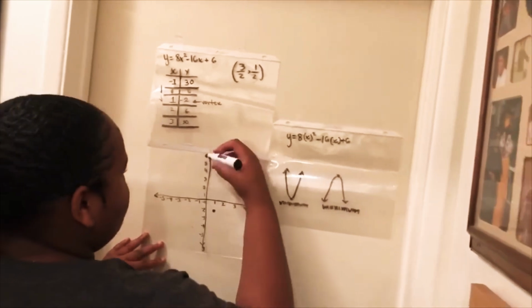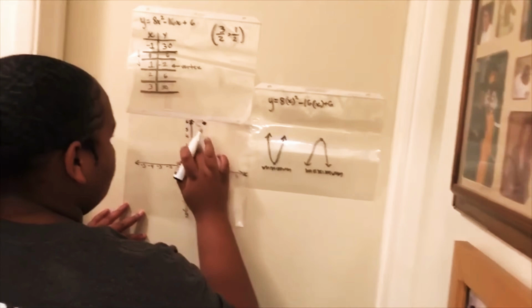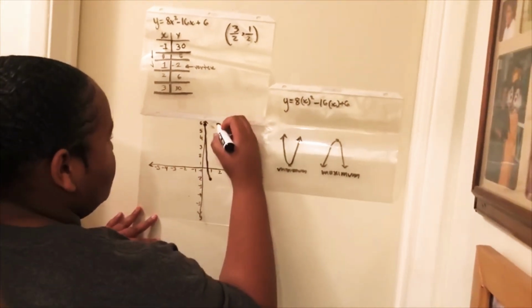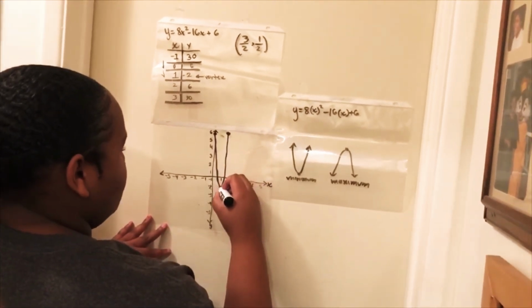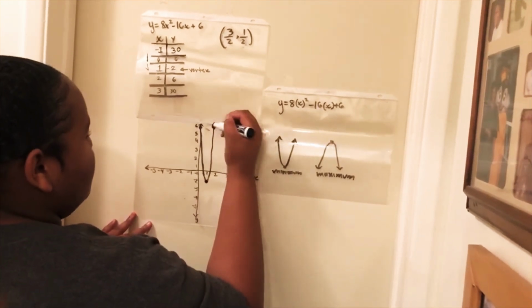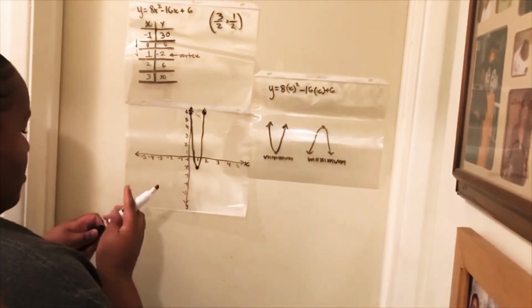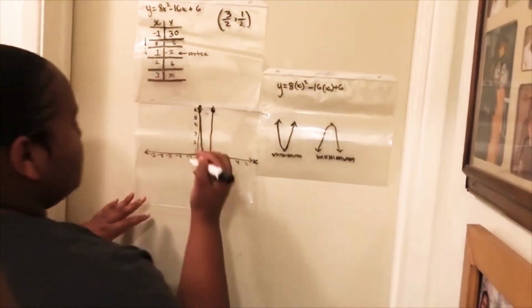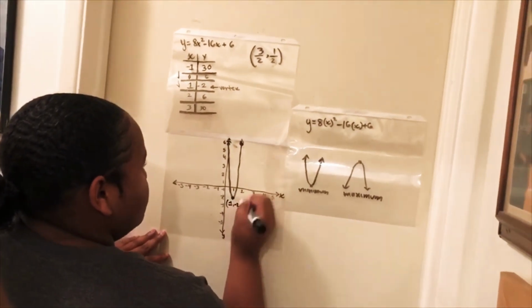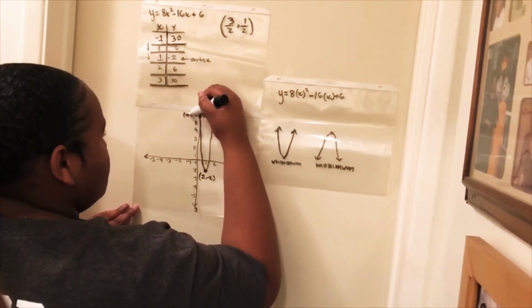So we're going to connect these. Make sure they pass through the vertex. And a parabola is infinite, so it goes on. And so we want to label these. So this is 1, -2, 2, 6, and 0, 6.